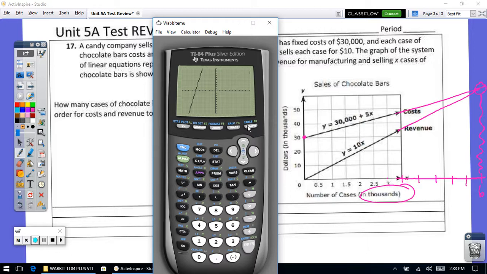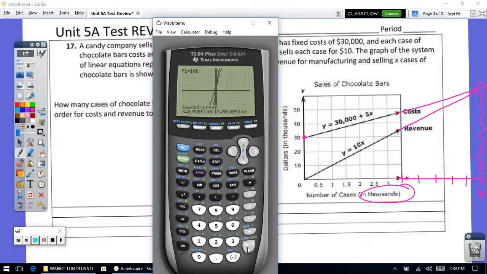I do not see anything. So I'm going to have to zoom out. So zoom out, number 3, enter. Do I see anything? Oh, let's try it one more time. Zoom out. Let's try it. Zoom out. Let's see, there we go. We kind of see an intersection up here. Second calc, number 5, get it close.